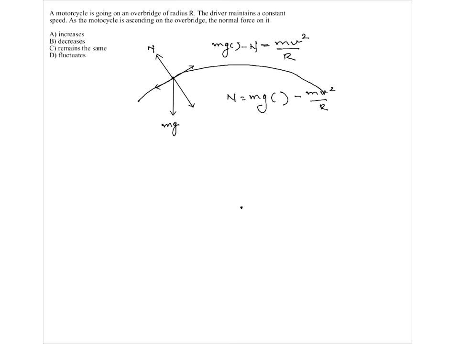R is fixed. The question says constant speed, so v is fixed. Mass is of course fixed. The only thing which will change N is this bracket. M is fixed, g is fixed. What is that bracket? So for that, let us extend this.